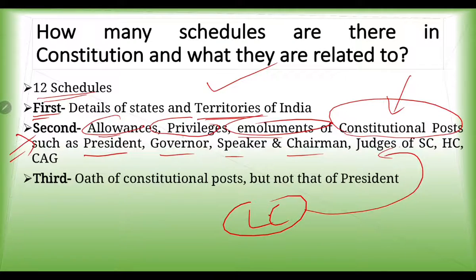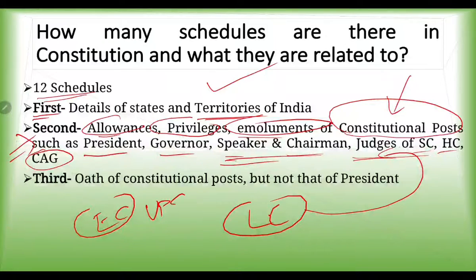It doesn't talk about the privileges of MPs or the Prime Minister or Chief Minister. It is talking about these constitutional posts. It also talks about the judges of the Supreme Court or High Court and at the same time the CAG, that is the Comptroller and Auditor General of India. It doesn't talk about the Election Commission or UPSC or any other body. Their services, allowances and emoluments are decided by the government, by the President.